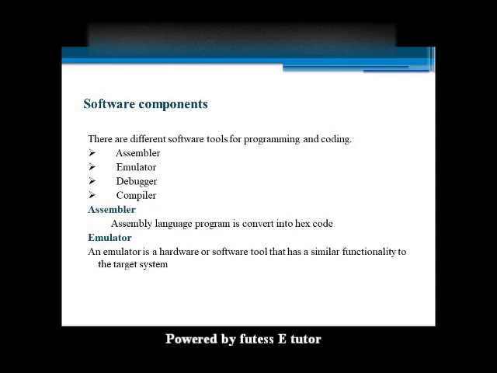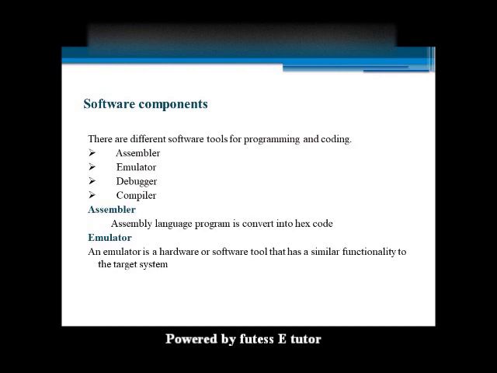The tools used for this software are assembler, emulator, debugger, compiler. First one, assembler. When you program in assembly language, this assembly language program is converted into hex code using this utility. Then using some hardware called a programmer, we write the chip.